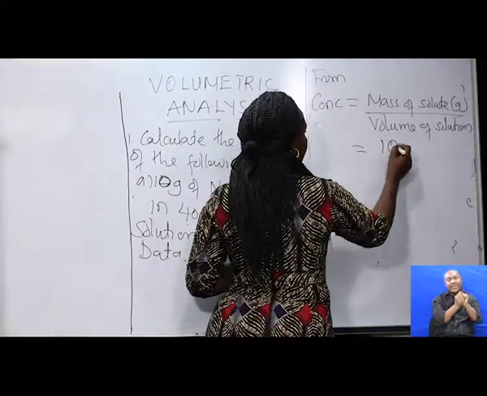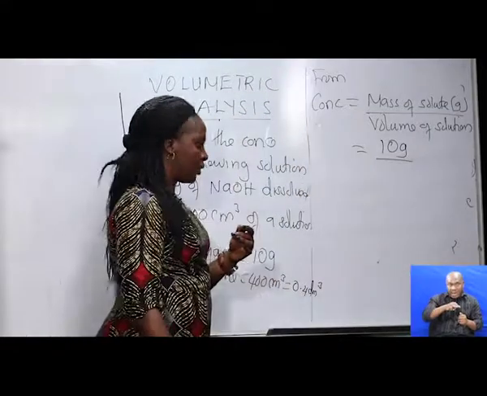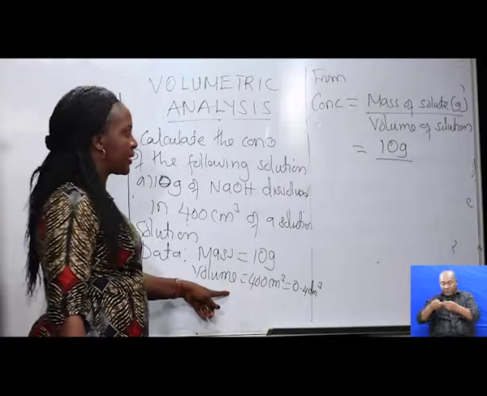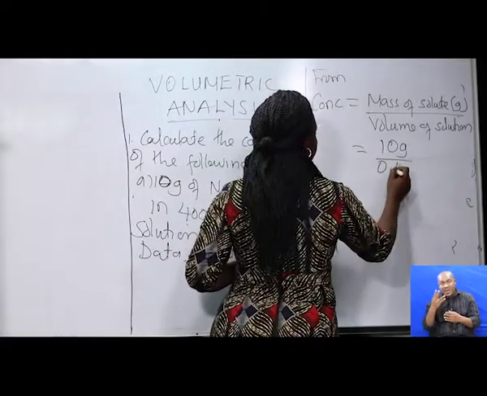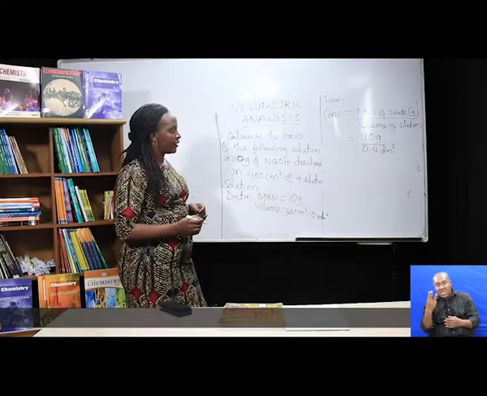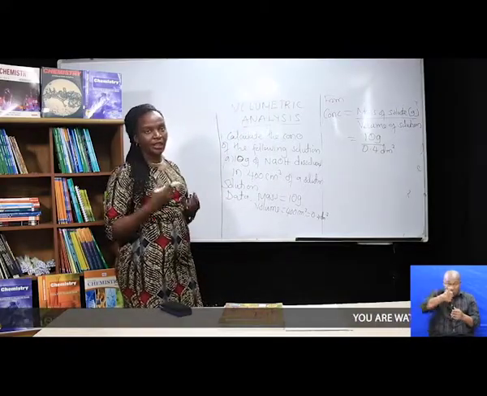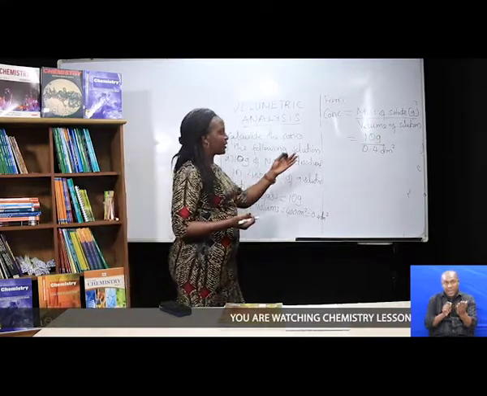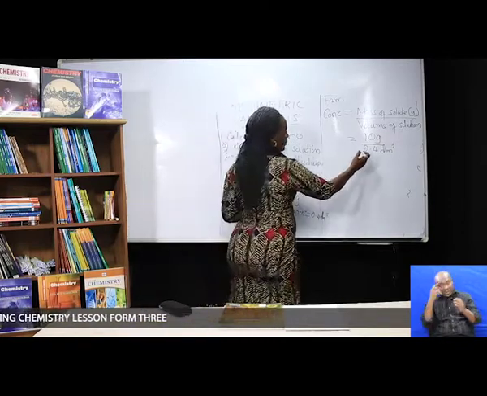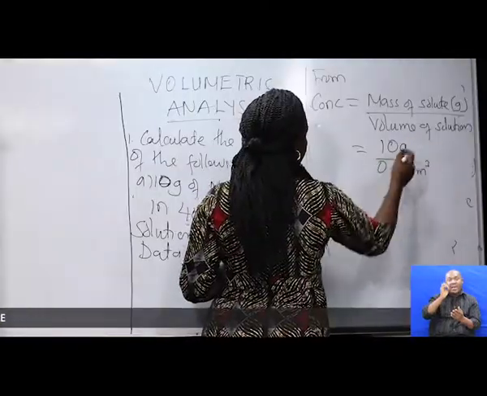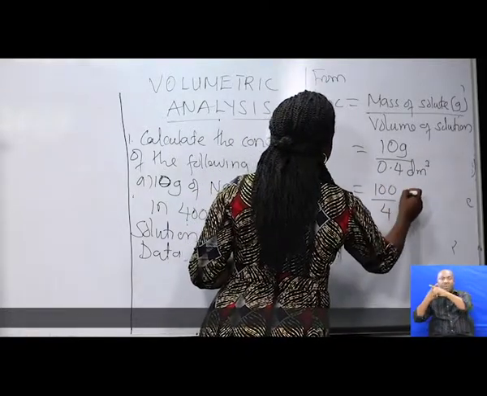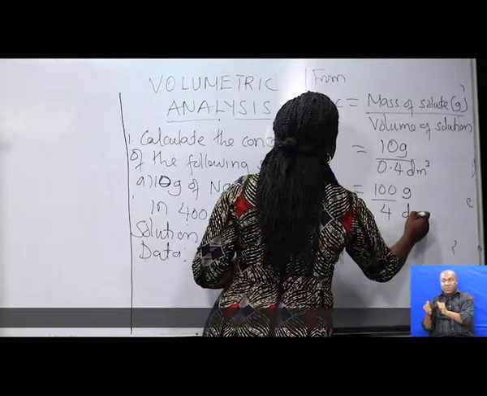This is 10 gram divided by what is the volume? The volume is given as 0.4 decimeter cubic. Then using your calculator, I know you are allowed to use the calculator. If you take 10 divided by 0.4, in mathematics you can remove the decimal places by multiplying by 10 on each side, which is equal to 100 over 4. This is 100 gram over 4 decimeter cubic.